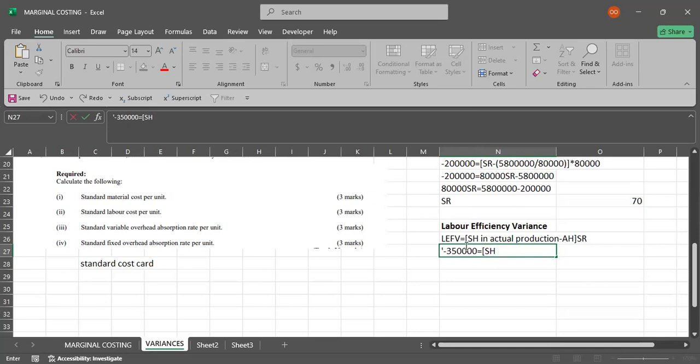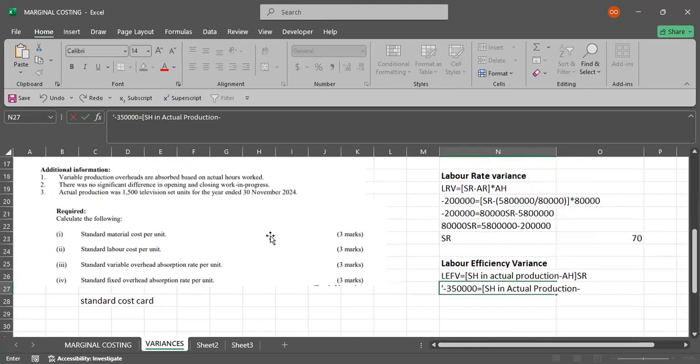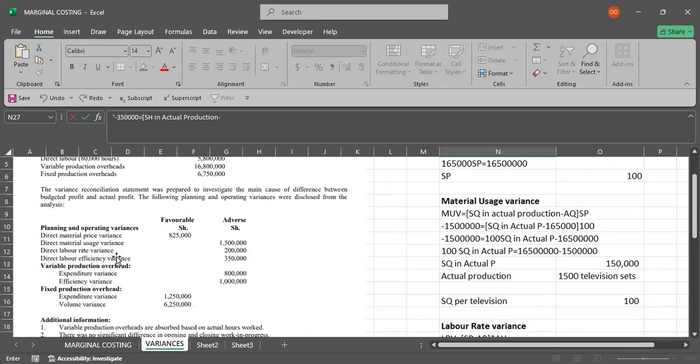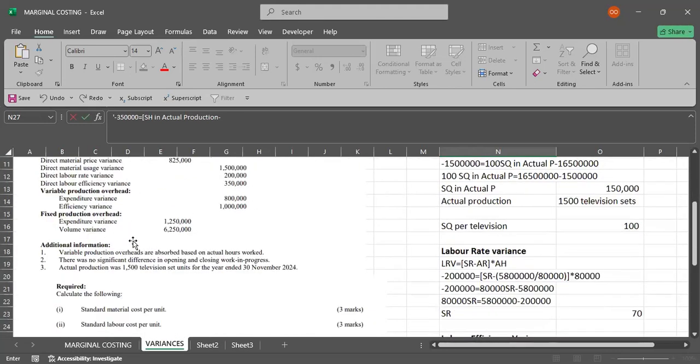in actual production. Standard hours in actual production minus actual hours. So how do we get actual hours? Actual hours, do we have actual hours? Yes. Remember, we were given direct labor hours. And why are we using direct labor hours? Additional information number 1. The variable production overheads are absorbed based on actual hours worked.